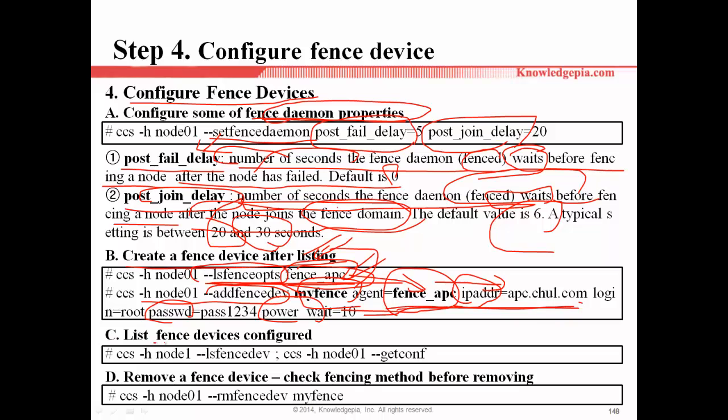C, list the fence devices configured. So after that, using this command, add a fence device. Then this will show my fence. Also, if you want to see the whole configuration file for the fencing device, then you can use this option, getconf. If you want to remove the fence device, before you remove it, you have to check the fencing method. And on the next page, I will explain about this. So before removing a fence device, you have to check the fencing method. If you want to delete the fence device anyway, then rm fence device and the device name.